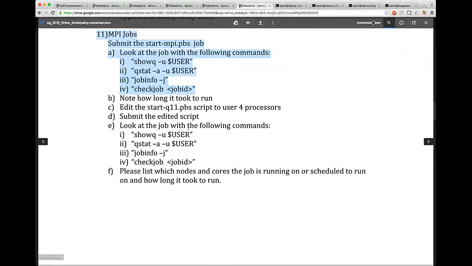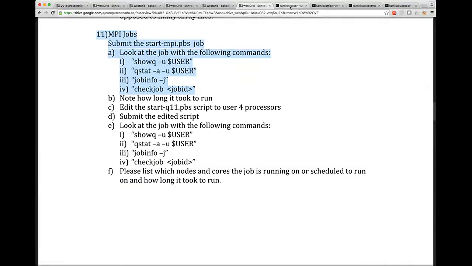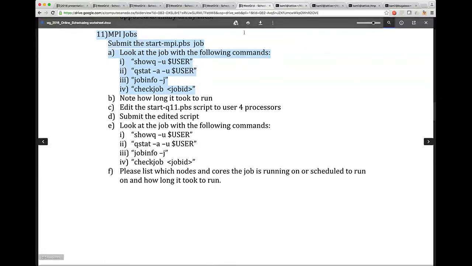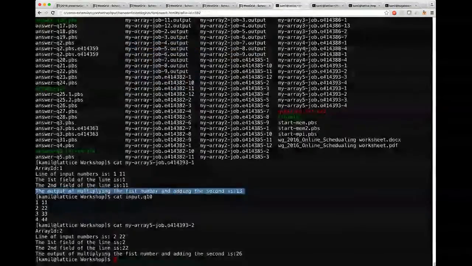So let's start with question 11, which is running an MPI job. So we'll start running a job. We have a start.mpi job, so we can submit that.